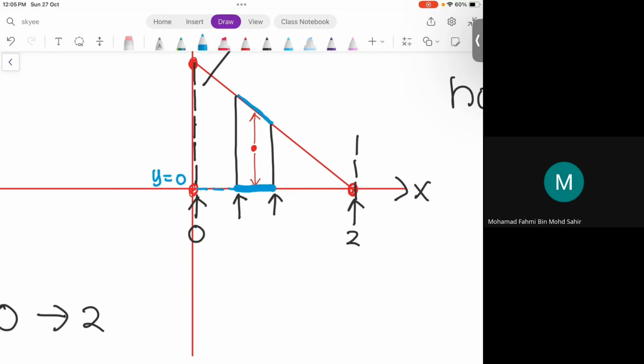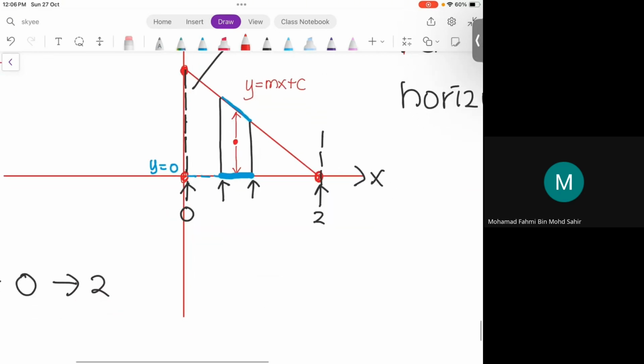And for this line, you have no idea what the exact value is because it is represented by an equation, a straight line equation. So every single value of x will give you a different value of y. So it's not a fixed value. Now you have to find the equation for this straight line. So how do we find the equation of a straight line?